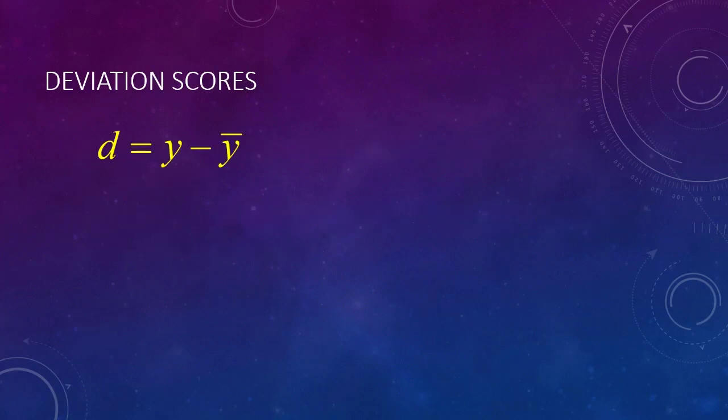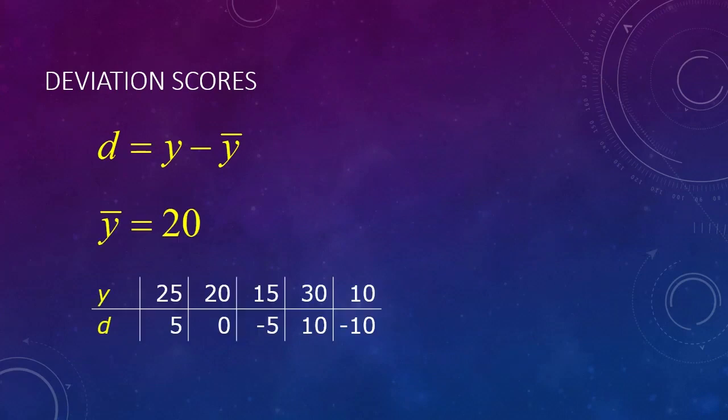In statistics, we often talk about deviation from the mean, and here's the formula. It's simple. We subtract the mean from the score to find out how far away the score is from the mean. Here's a set of scores that have a mean of 20. I've also listed the deviations for these scores. 25 is 5 above 20, so the deviation is 5. The score of 20 is hanging out with its buddies at the y-bar, so the deviation is 0.